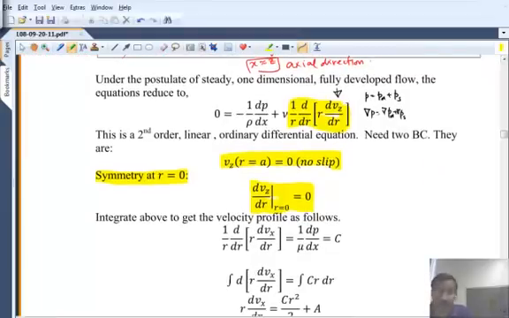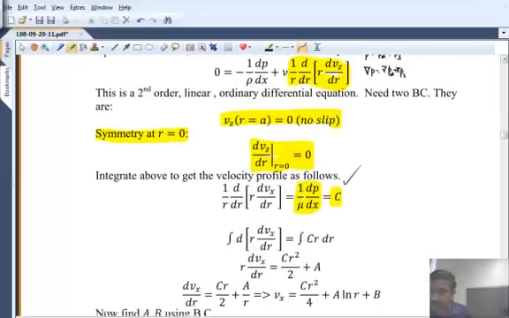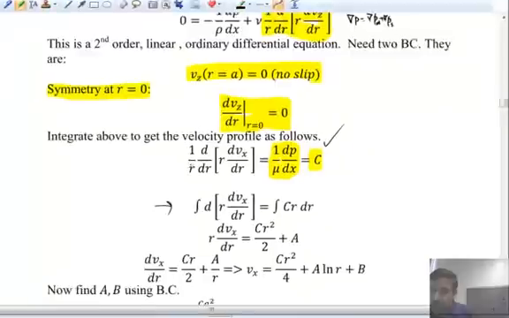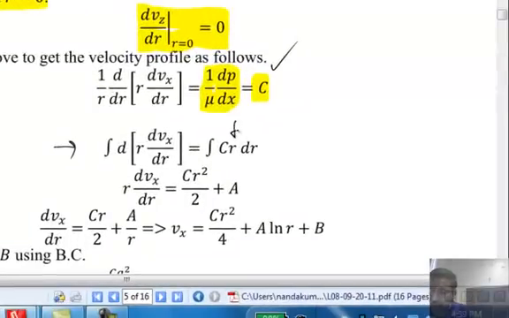So the same trick as before. Write this as 1 over mu dp dx. The pressure gradient is known. You are imposing a pressure gradient from a pump to move this fluid. So I'm going to call that a known constant C. That is a known constant, not an integration constant. So you separate and integrate once. That is multiplied by r, so you get the r to the right hand side, and then move the dr. Then integrate both sides, and that is this step.